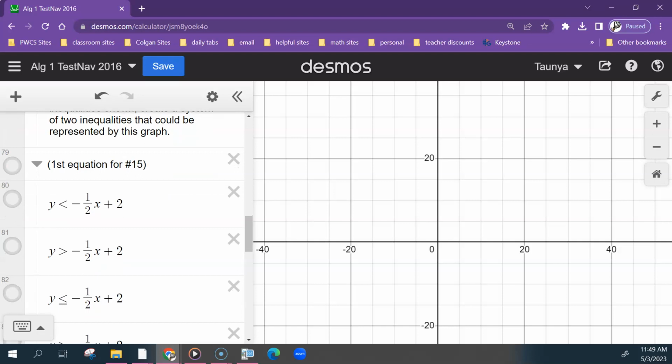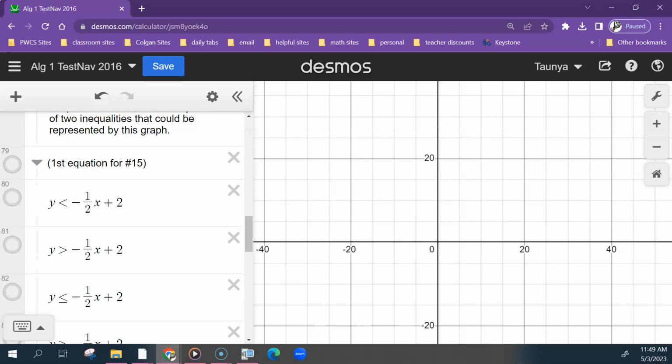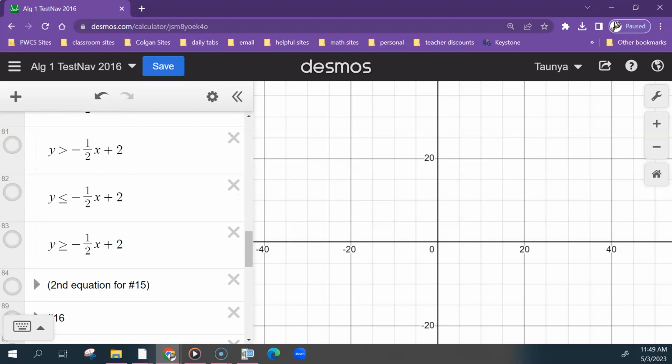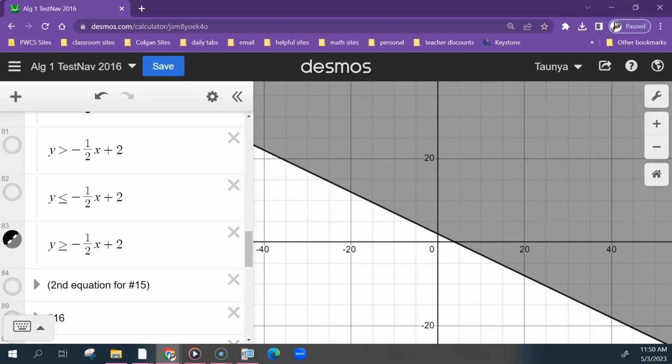15, they give you two inequalities, and you have to determine which sign is which. So with the first one, it tells you your y-intercept is 2, your slope is negative 1/2. Look at which of the lines fit that description. And that happens to be the solid line, so it has to be either less than or equal to, greater than or equal to. And then look at the shading, and the shading is above that, so it would have to be greater than or equal to.